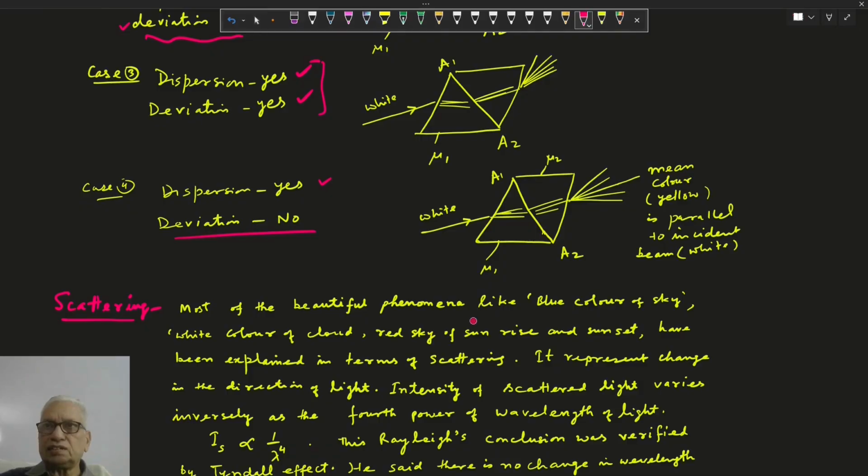See, white light is converting into 7 colors, so definitely there is dispersion, but there is no deviation, as the mean color and the white light are parallel. Mean color means yellow color. So there is no deviation as such. Overall there is no deviation, but there is definitely dispersion.